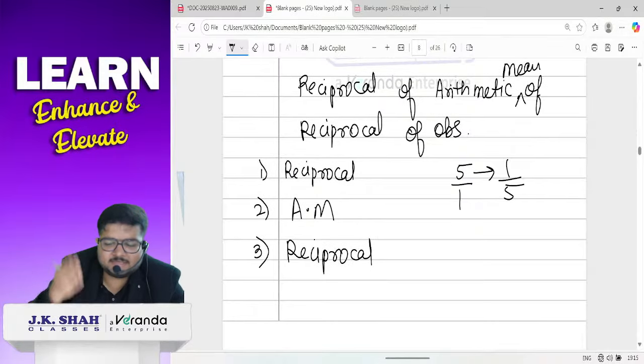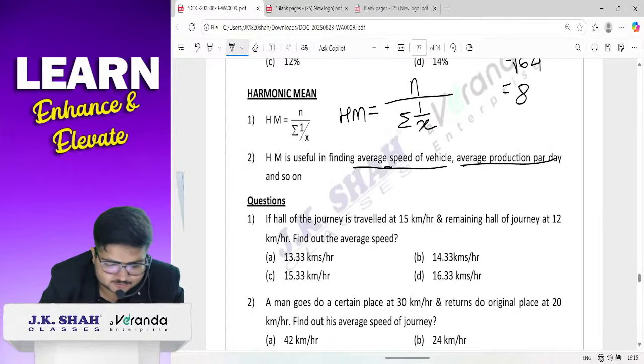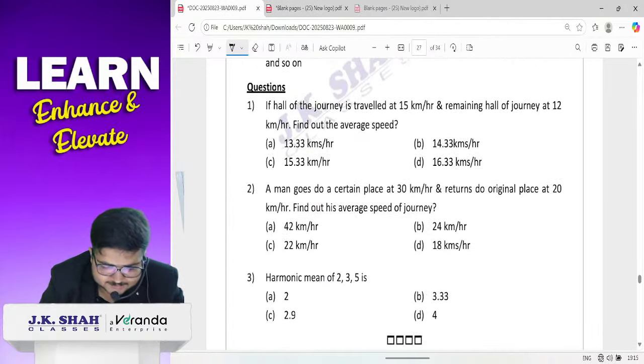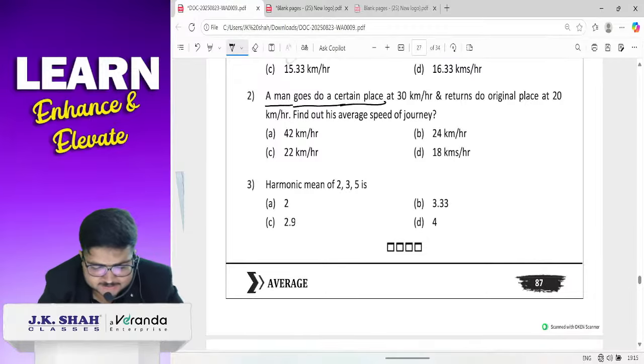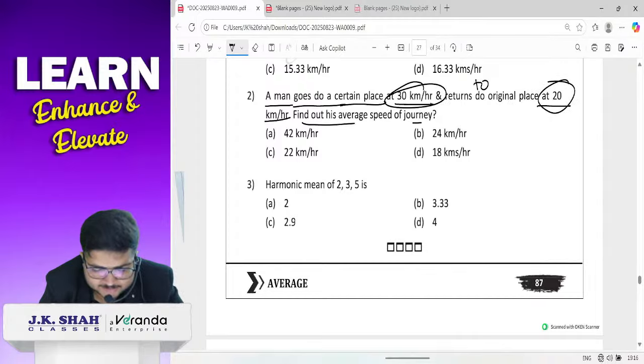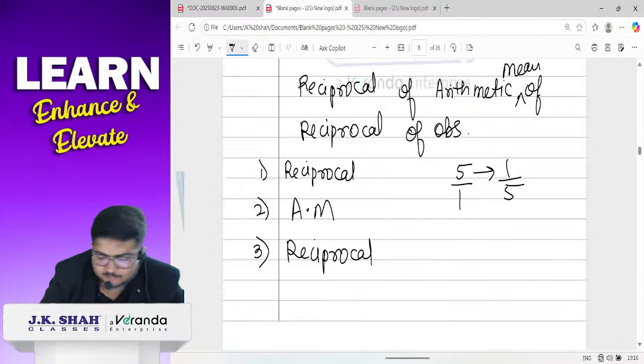What are the 3 steps? Reciprocal, arithmetic mean, reciprocal. Right? There are only 3 steps. Let us solve the question. Let us do second question. A man goes to a certain place at 30 km per hour and returns to the original place at 20 km per hour. Find the average speed. Now average speed, there are 2 observations, 30 and 20. We have to find average speed. So this indicates that we have to use harmonic mean.